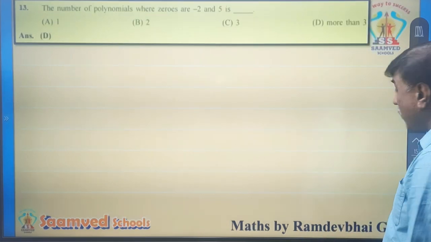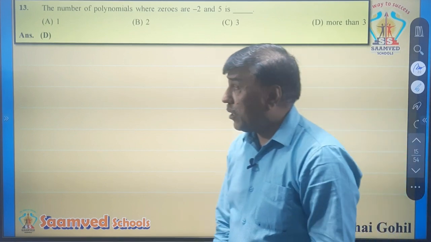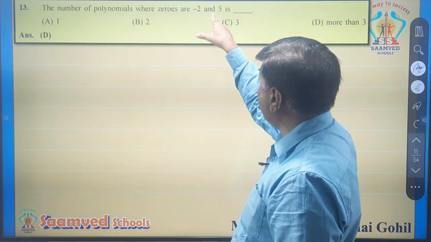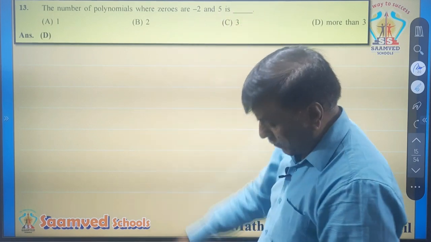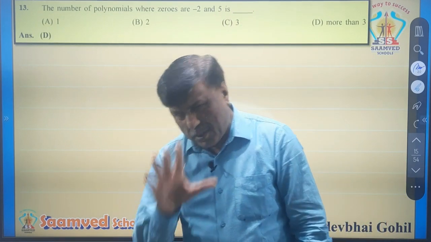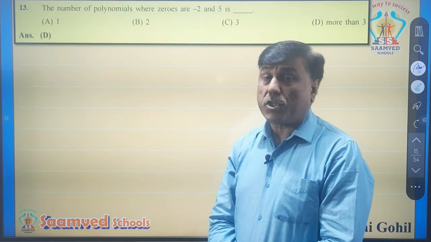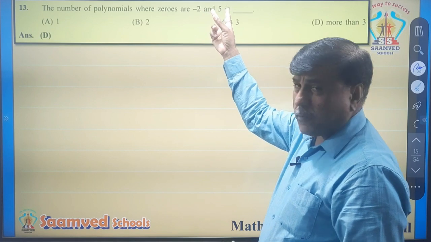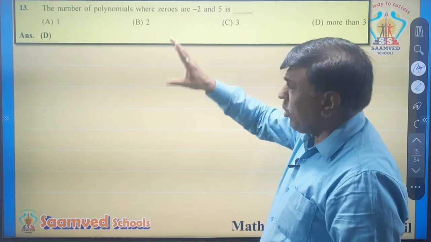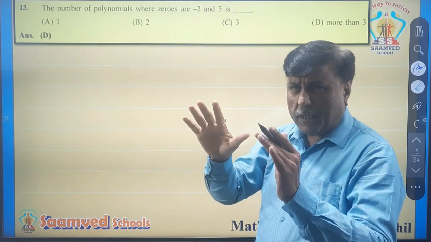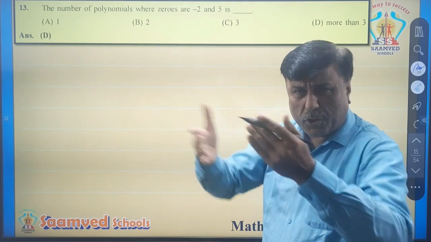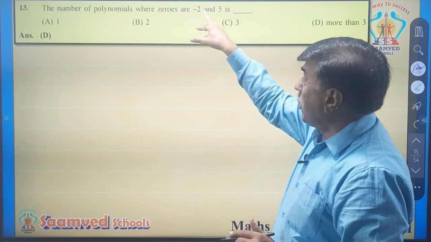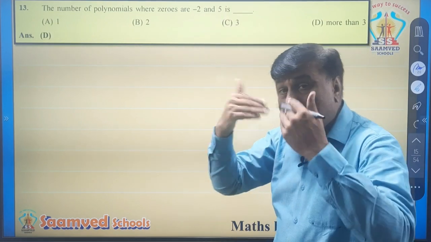Next, 13. The number of polynomials whose zeros are minus 2 and 5 is dash. Now, this is a common sense question. If there are two zeros, then not only two zeros, it may be 2 zeros, 3 zeros, 4 zeros, then the number of polynomials where minus 2 and 5 are the zeros.